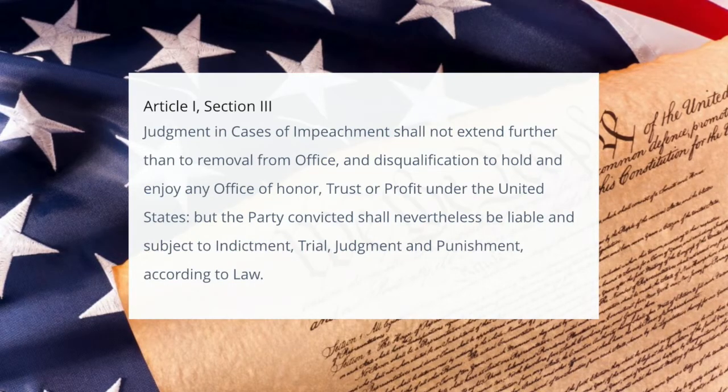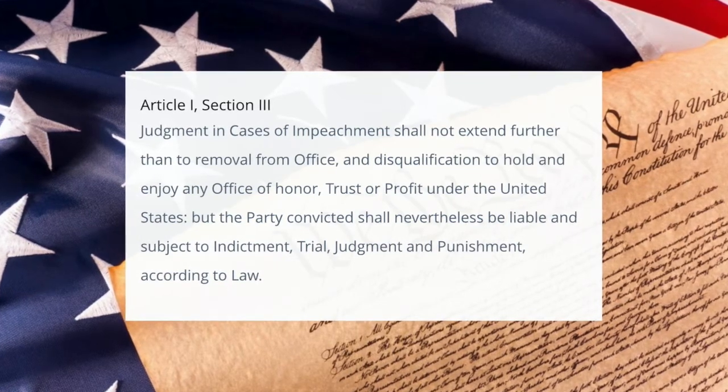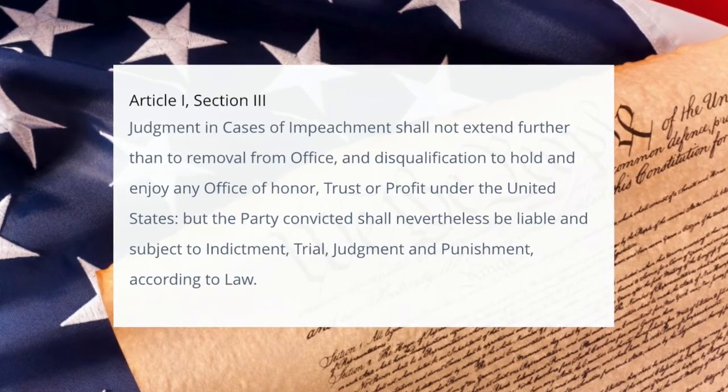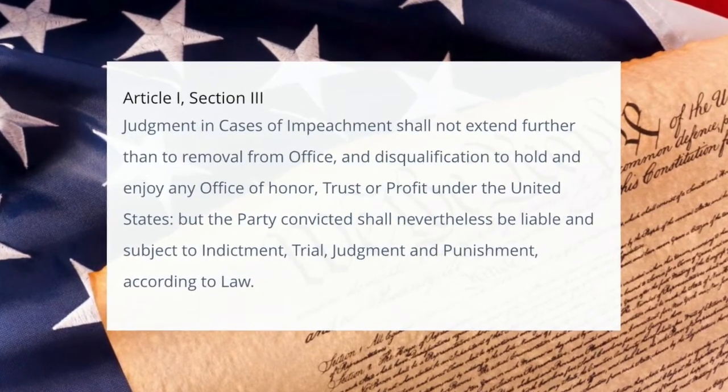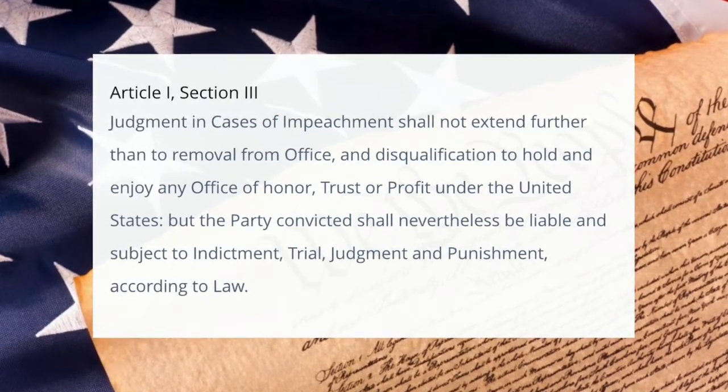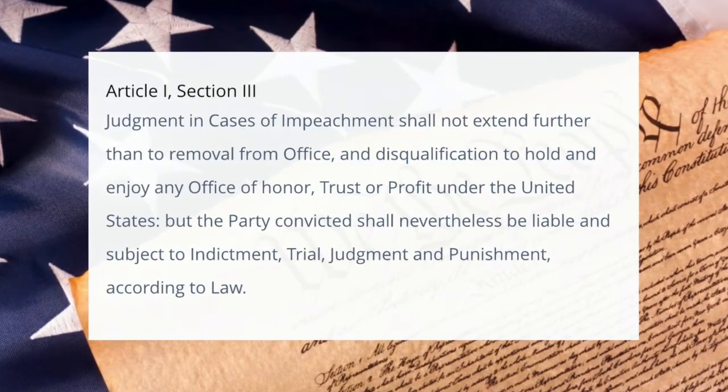That answer is found in Article 1, Section 3, Clause 7. It says, quote, "Judgment in cases of impeachment shall not extend further than to removal from office and disqualification to hold and enjoy any office of honor, trust, or profit under the United States, but the party convicted shall nevertheless be liable and subject to indictment, trial, judgment, and punishment according to law." In other words, a conviction on impeachment doesn't mean that the president goes to jail. It means that they are removed from office and they're disqualified from any future position in government.